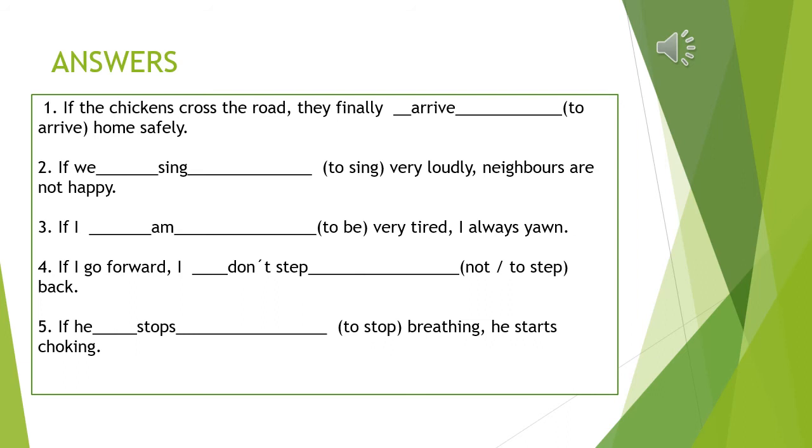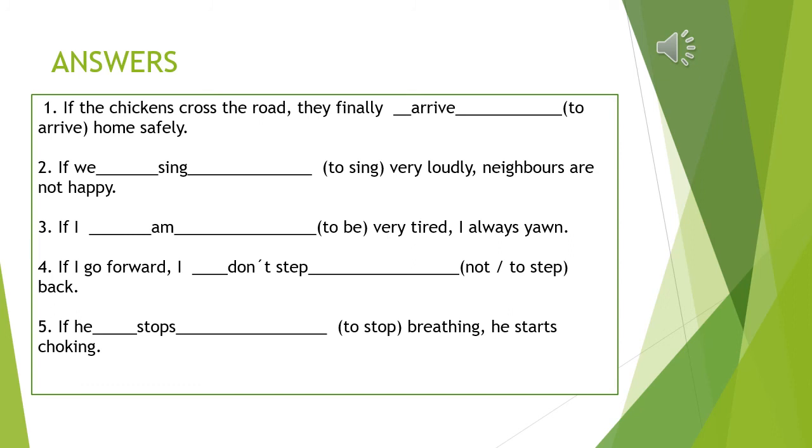Number 3, if I to be very tired, I always yawn. As you can see, we have the verb to be. Remember, the verb to be always is an exception. The verb to be in affirmative sentence has 3 options. We have am, are, and is. Are, I'm going to use with the subjects you, we, and they. Is for she, he, and it. And am I'm going to use with I. So my only option in this case is am.